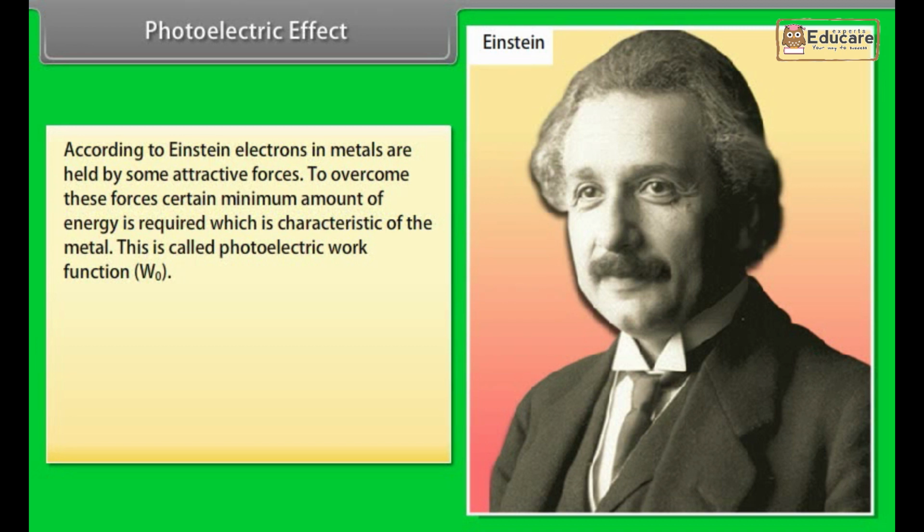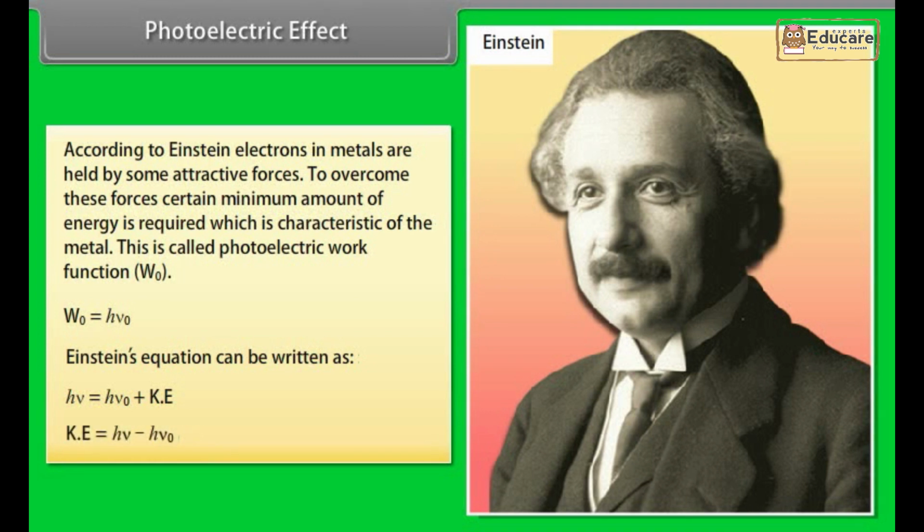To overcome these forces, certain minimum amount of energy is required, which is characteristic of the metal. This is called photoelectric work function W0. W0 is equal to h nu naught. Einstein equation can be written as h nu is equal to h nu naught plus KE. KE is equal to h nu minus h nu naught.